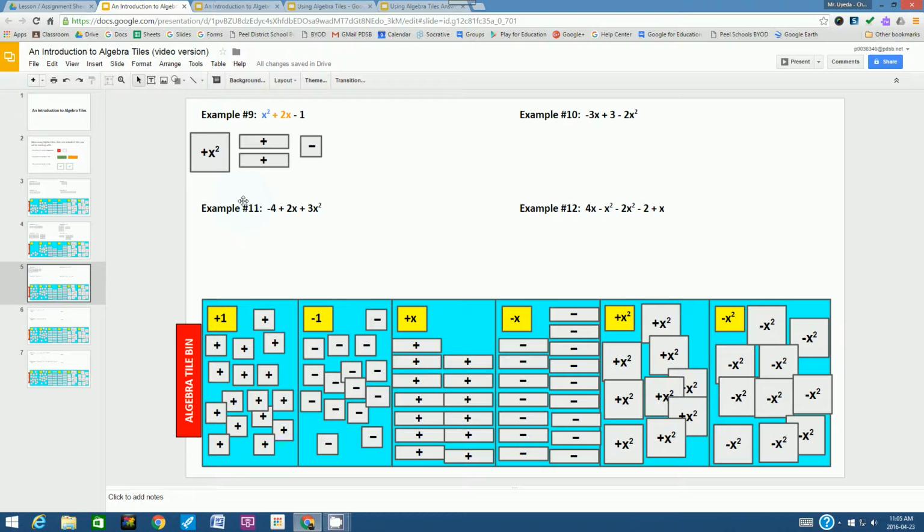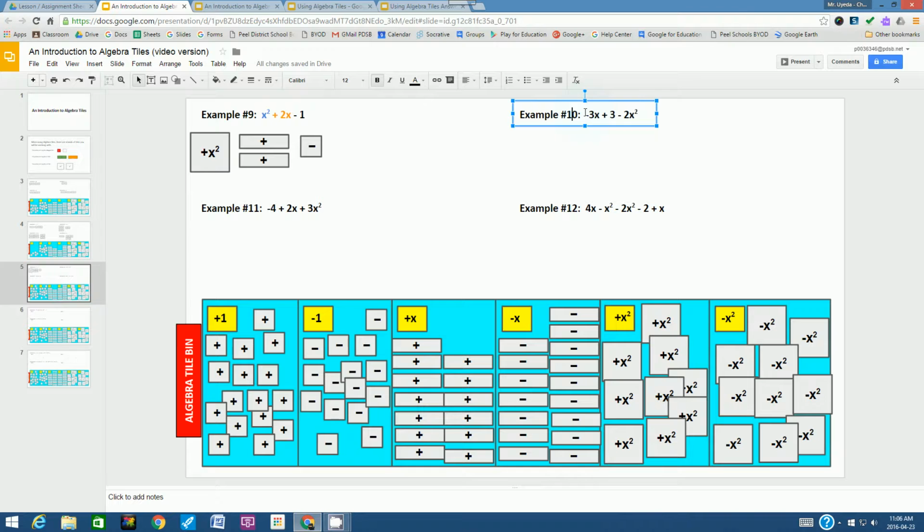So when we're creating our tile diagram solutions, we want to have the x squareds first, then the x's, and then the integers. This is very important, especially when we get into grade 8 and grade 9. We have to put the x squareds first, then the x's, then the integers.